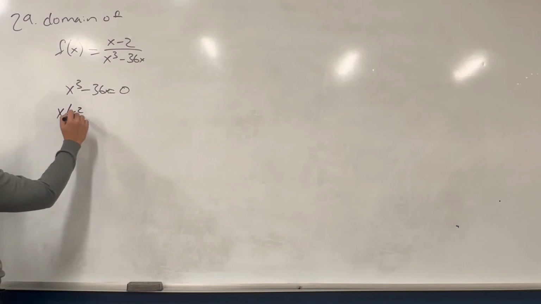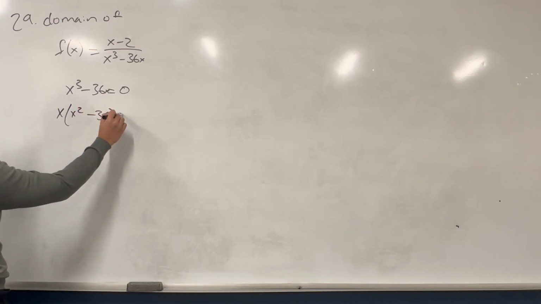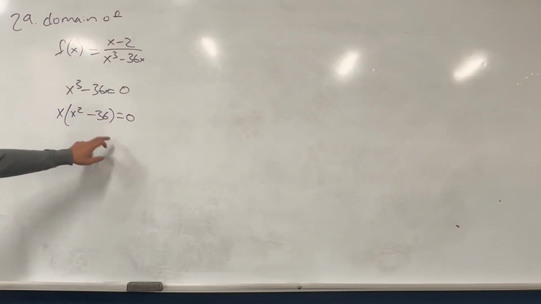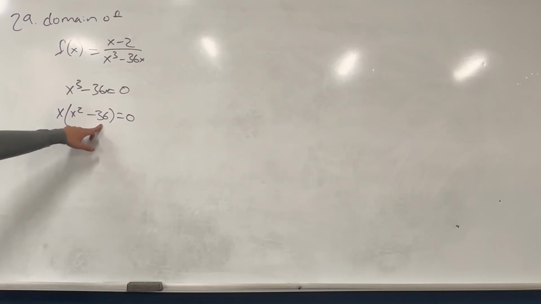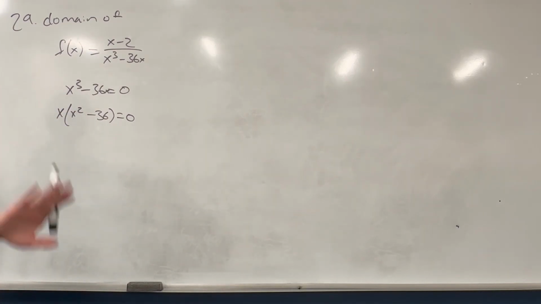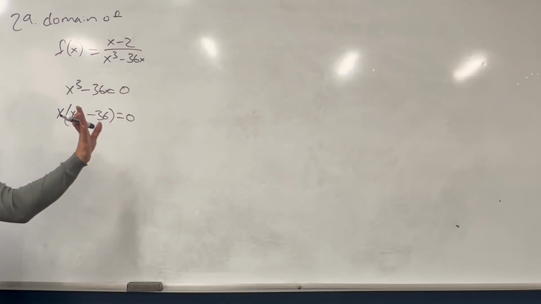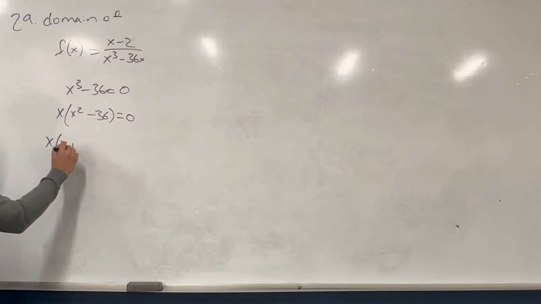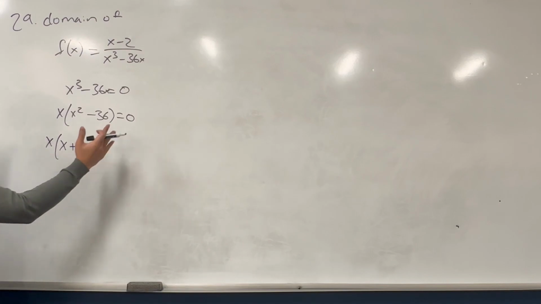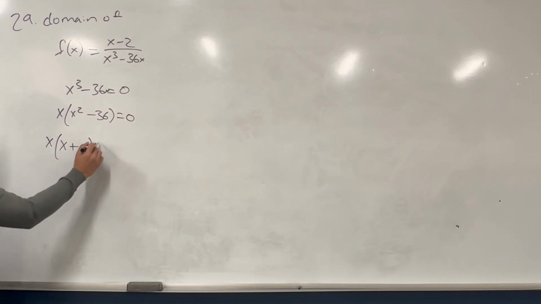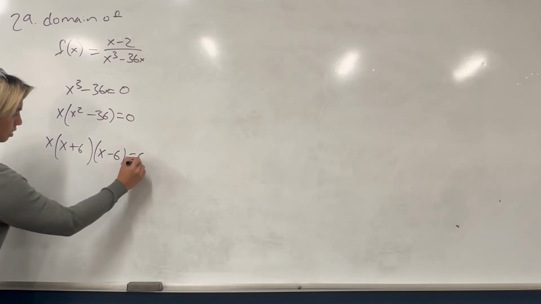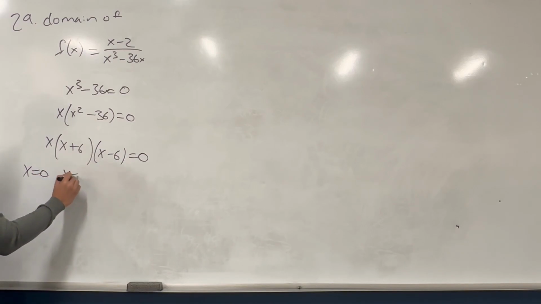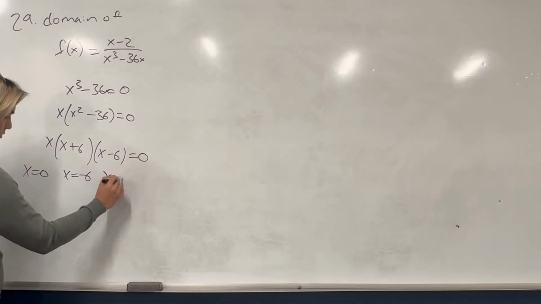So it's x times x squared minus 36. All right, and what do we notice about this? X squared minus 36. What's special about that 36? It's a perfect square, but it's also a difference of squares. That's the term I was looking for. So if we remember, it's x plus 6, because 36 is 6 times 6, and then x minus 6, equal to 0. And now we just solve. So x is equal to 0 here, x is equal to negative 6 here, and x is equal to 6.